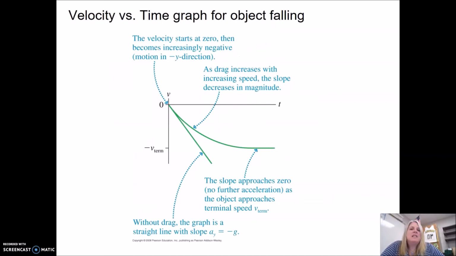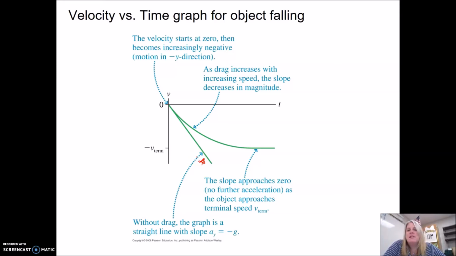Let's take a look at a velocity versus time graph for an object that's falling. Remember, when it's falling, the drag force is opposing the force of gravity. If there was no drag force, if we lived in physics fantasy land, then we would follow this nice straight line here whose slope would be the acceleration due to gravity.